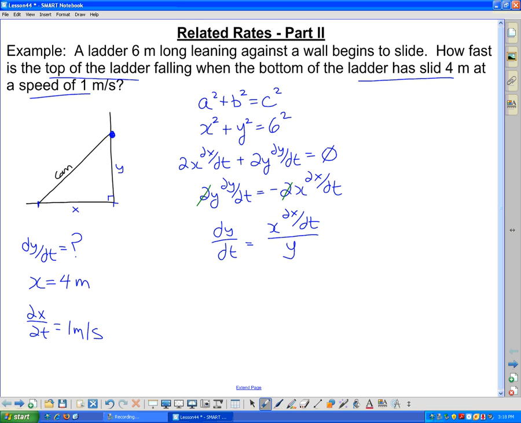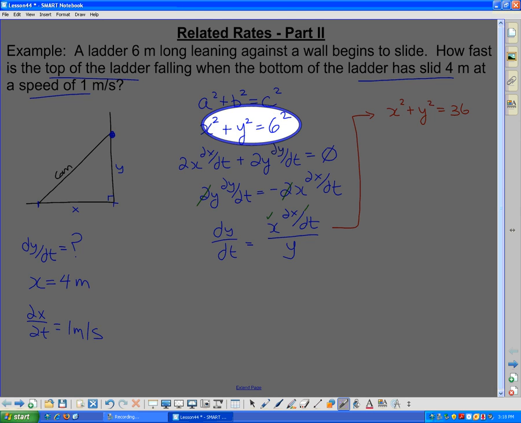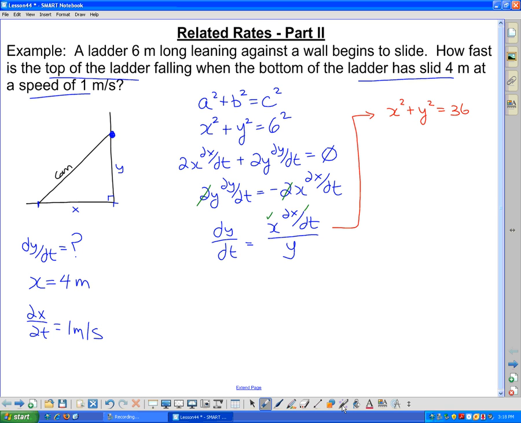So do I have all my information to do my substitution? I know what x is. I know dx by dt. I don't know my y value. So here's one of these moments where we jump out and do a calculation. We know x squared plus y squared equals 36. That's from right here. We know that x is going to be 4. So 4 squared plus y squared is equal to 36. Y squared equals, 4 squared is 16, so you're going to end up with 20. Y equals the square root of 20 meters.